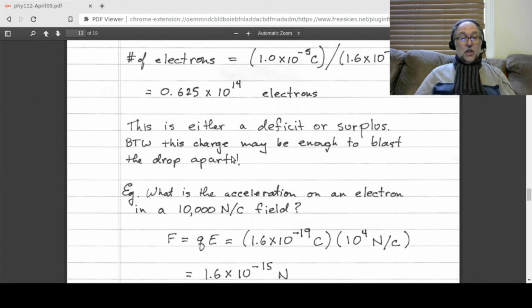Now, that's actually quite a lot of electrons, and I wonder if such a droplet is even possible, because with that many electrons on a tiny little droplet, it might be enough to actually tear the droplet apart.